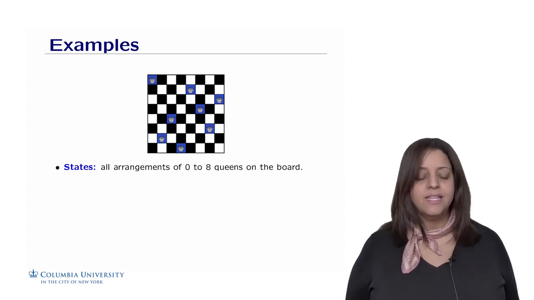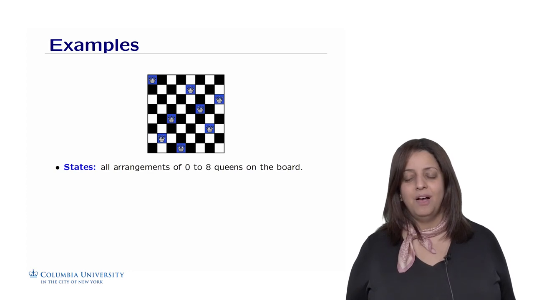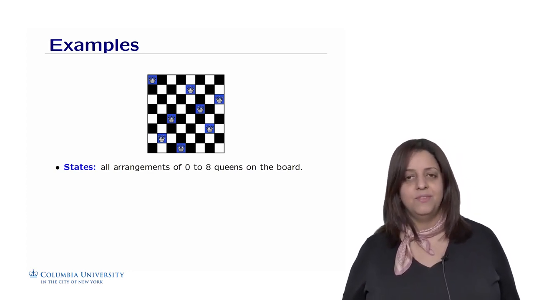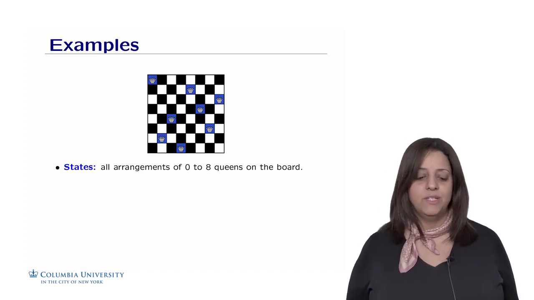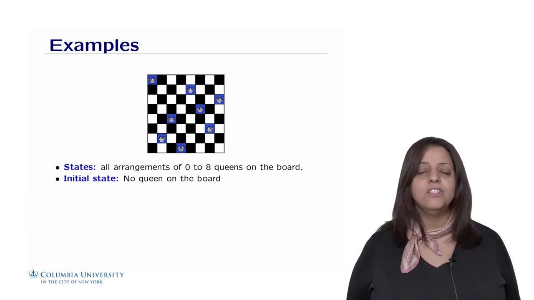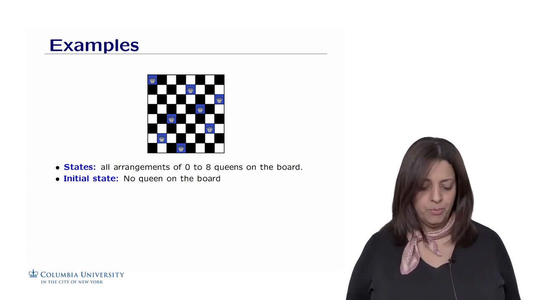So the state is any arrangement of 0 to 8 queens on the board. And we know how much this is. This is 64 times 63 times ... times 57 possible arrangements of having 0 to 8 queens on the board. The initial state is having an empty board in which no one has put a queen yet.